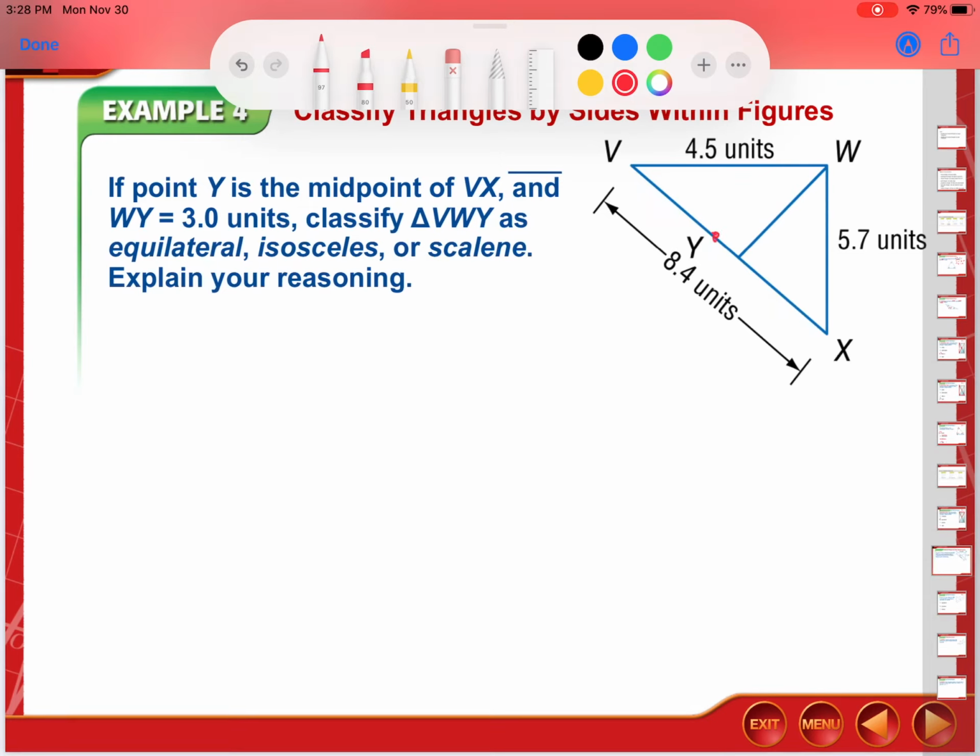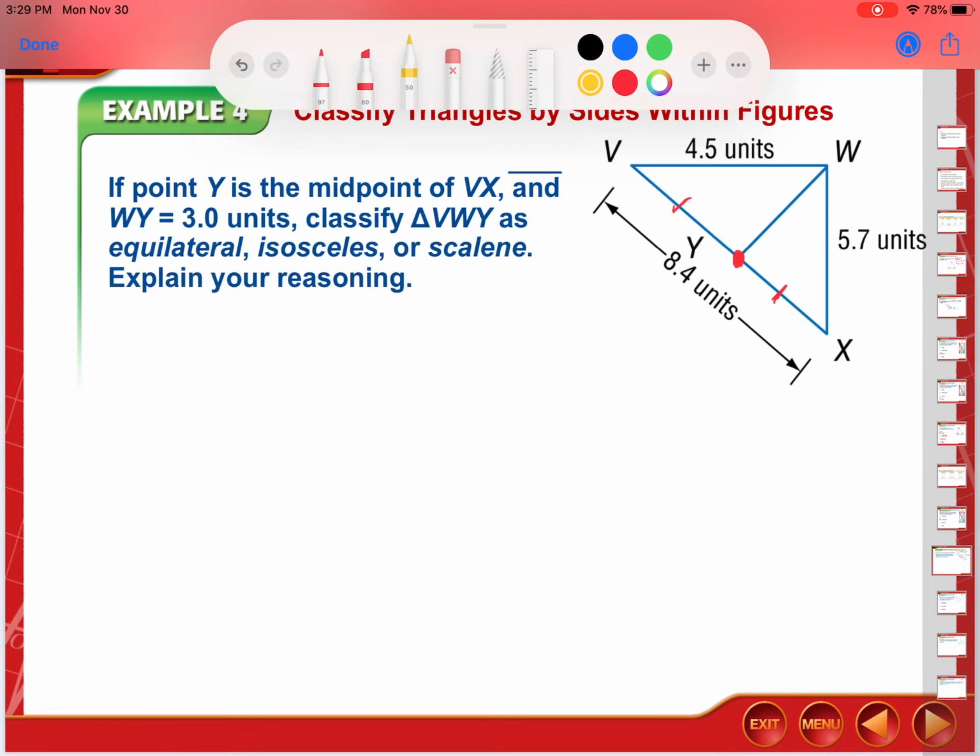If point Y is the midpoint of VX, so they're saying point Y, which isn't really shown, but I'm going to call it somewhere in there. So they must be saying this is point Y, which they didn't really do a great job of labeling. The Y is just nowhere near it. So if point Y is the midpoint of VX, that means that this side length and this side length are the same.